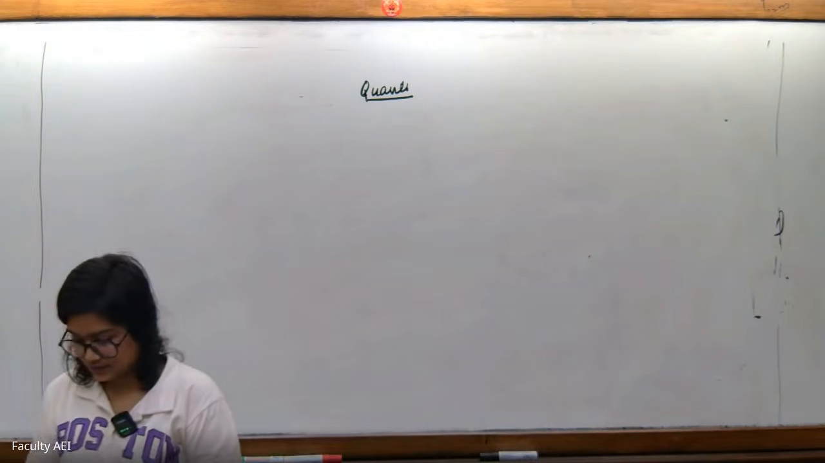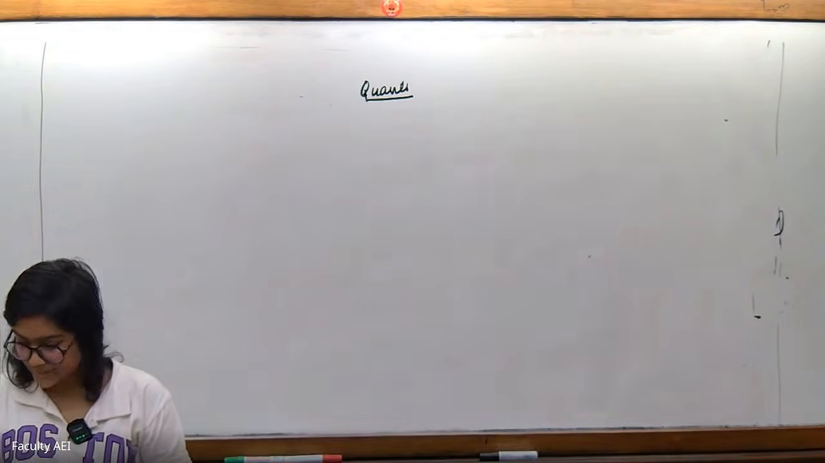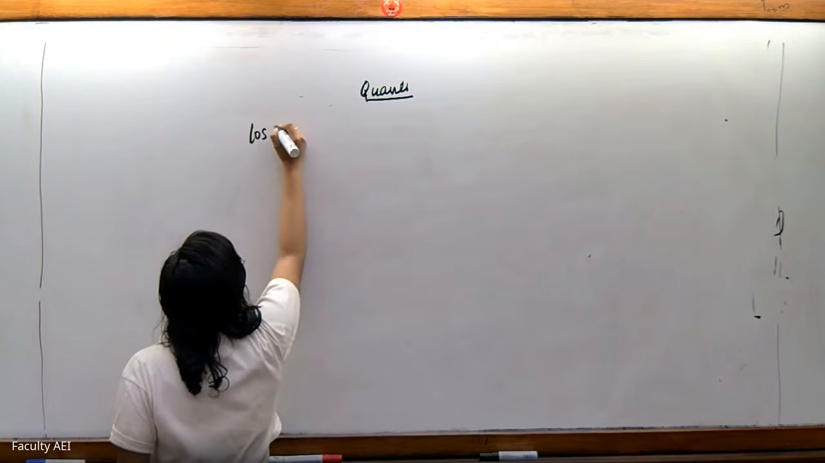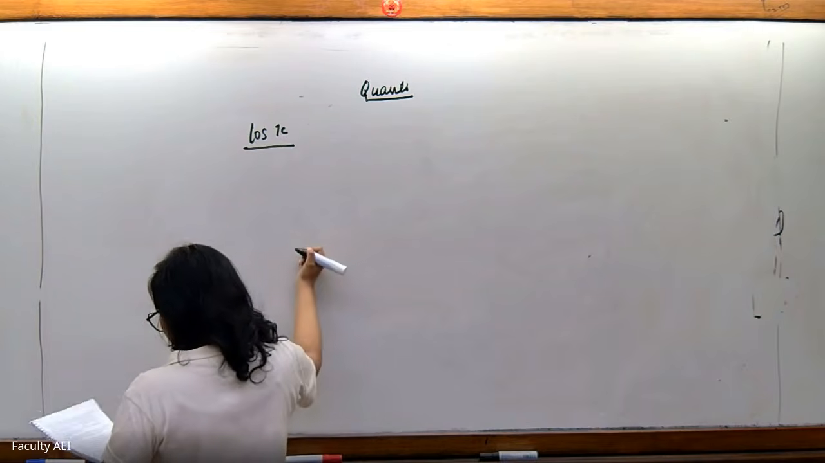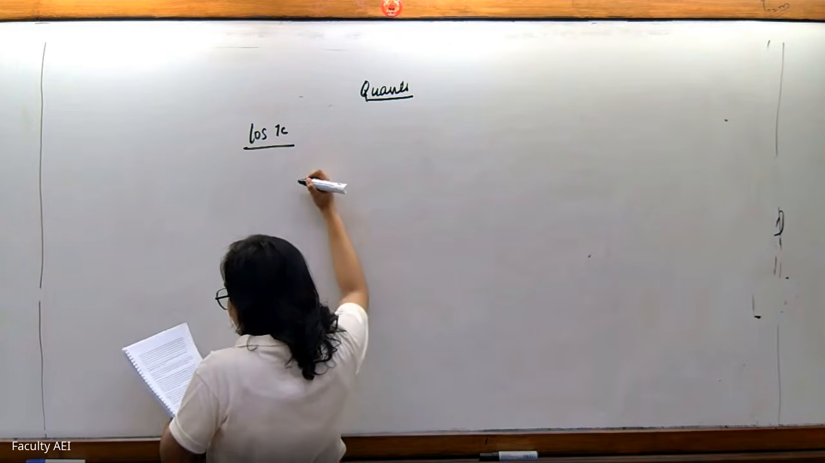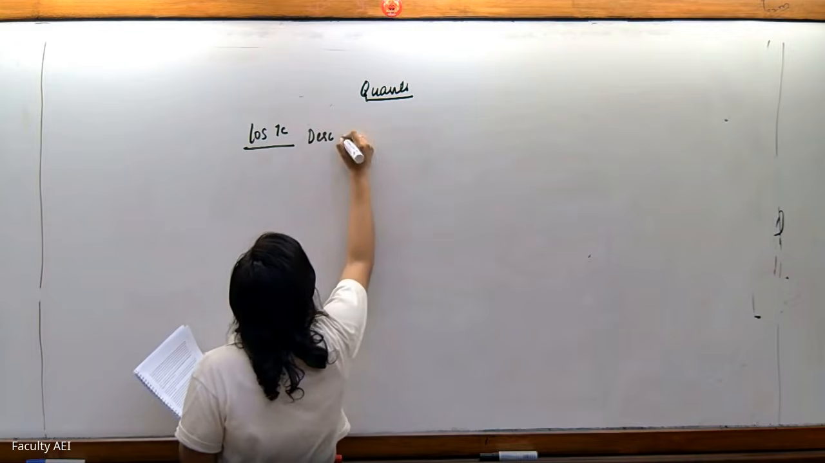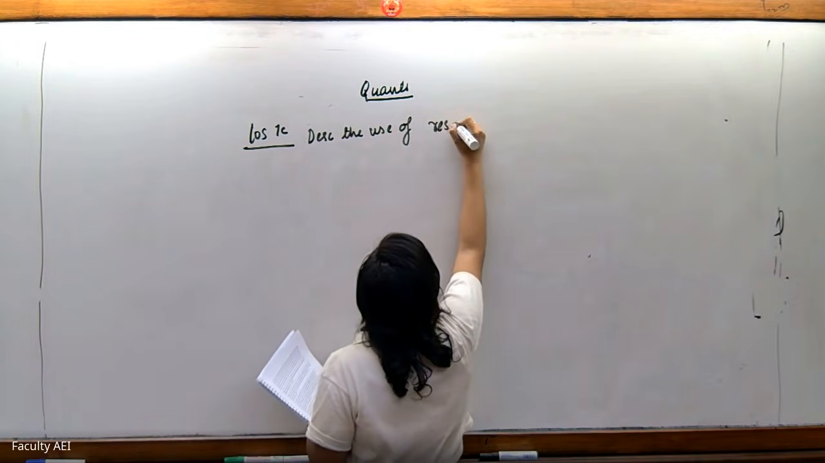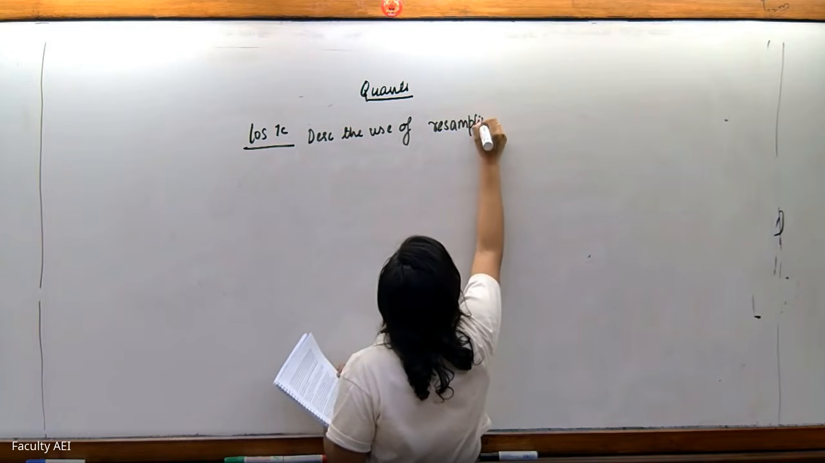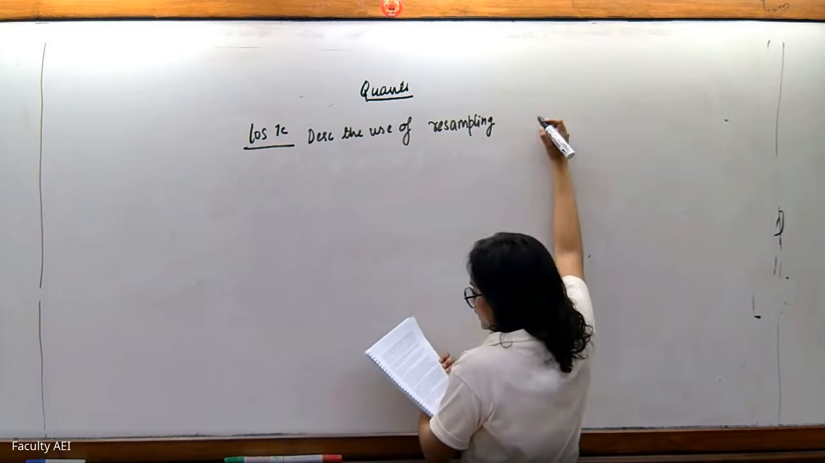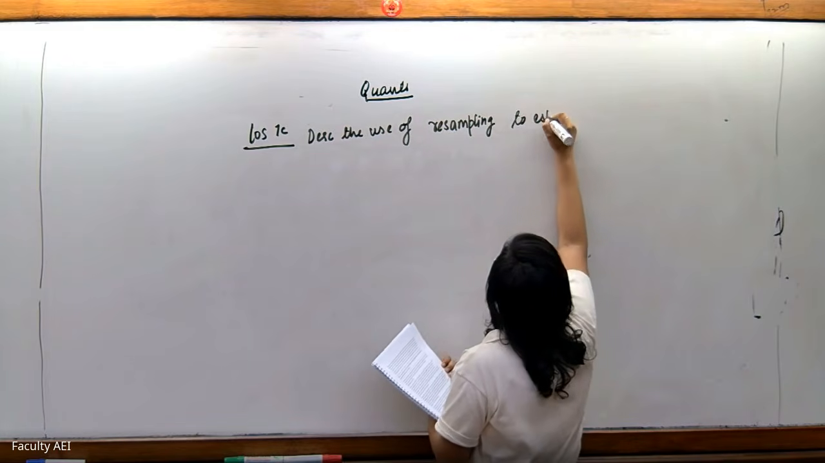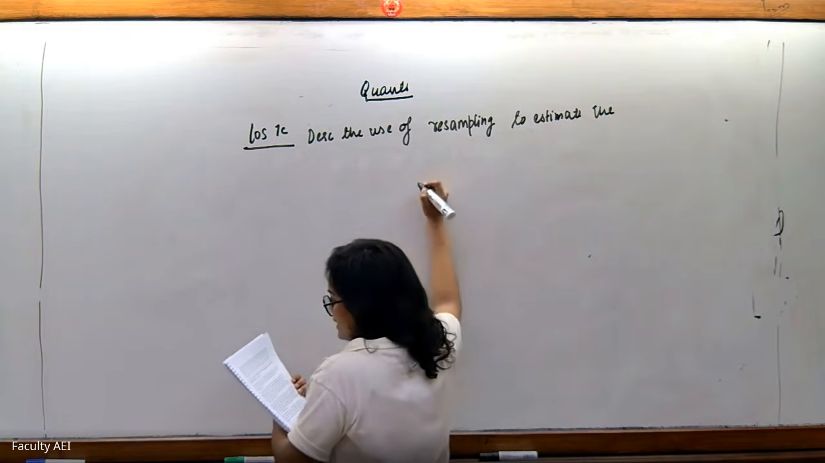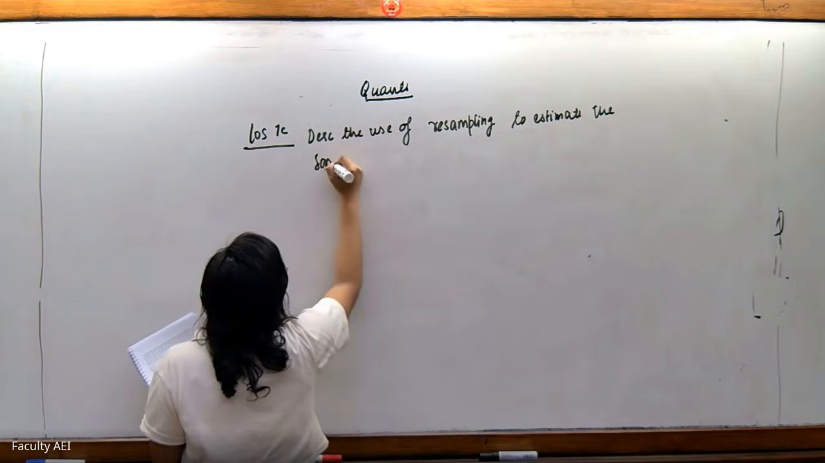So let's start with LOS 7C, which is: describe the use of resampling to estimate the sampling distribution of a statistic.